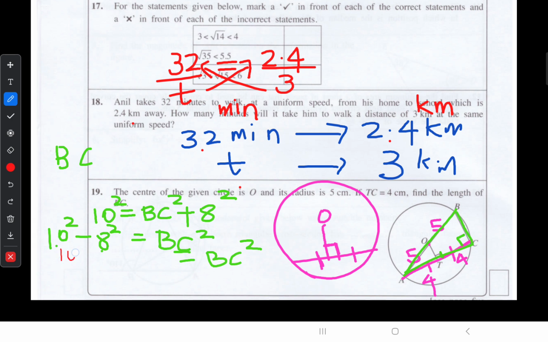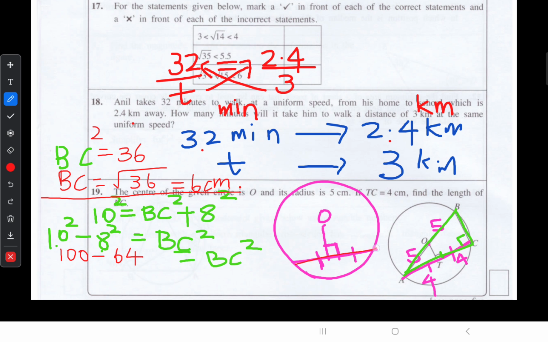10 square 100 minus 8 square 64 equals BC square. So BC square is 36. To find BC, you have to find the square root of 36, that is 6 centimeters. You know how to use the Pythagoras theorem, but here there is another theorem, the chord theorem. You have to remember this theorem.